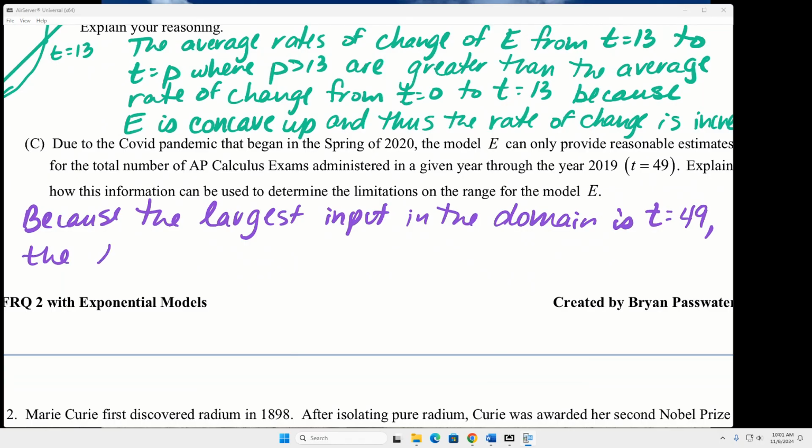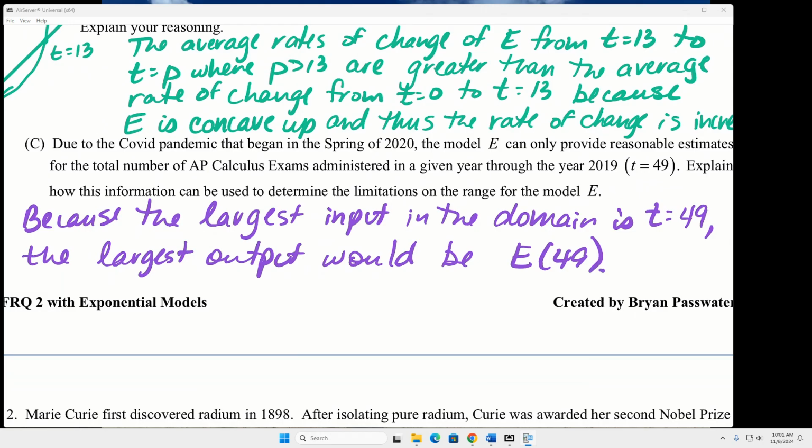the largest output would be E of 49. Now I worded it differently, I don't know. I said the range will not exceed E of 49, but I think they're both fine. Although I didn't mention range. Let's say the largest output in the range.